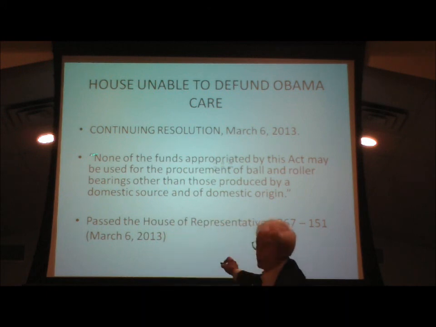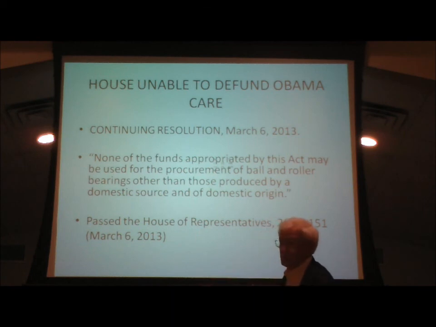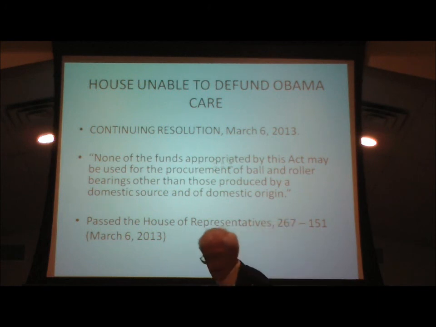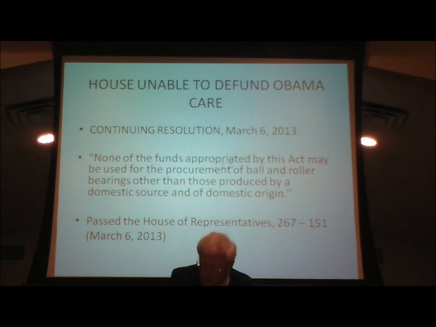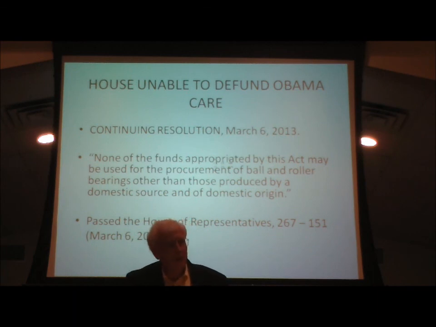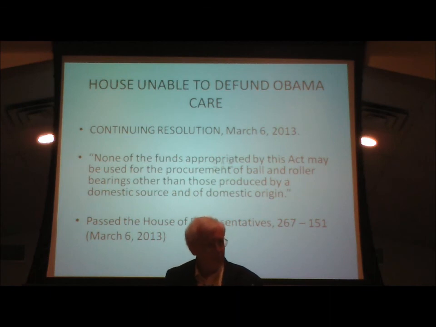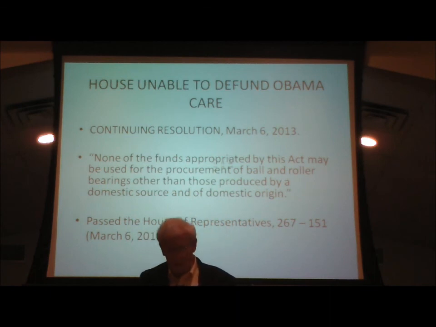This language, I'll read it in case you can't read it from where you are. The continuing resolution passed March the 6th has a paragraph in it that says, quote, "None of the funds appropriated by this act may be used for the procurement of ball and roller bearings other than those produced by a domestic source and of domestic origin." So that puts the quietus on any imported ball bearings. I know that's good news to you, but it does show you that Speaker Boehner and the boys were able to reach agreement on one very important issue.